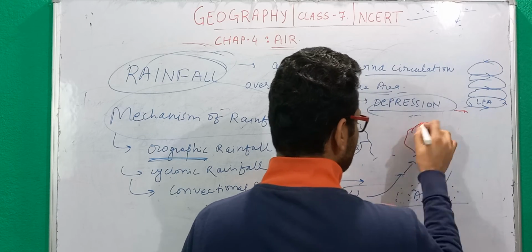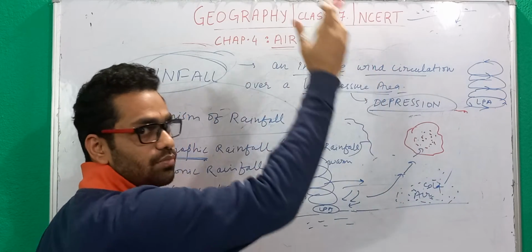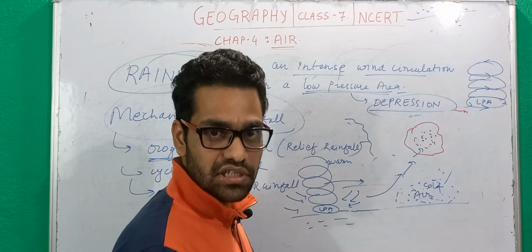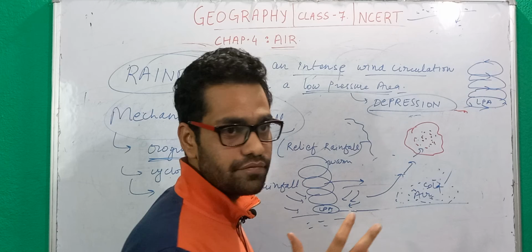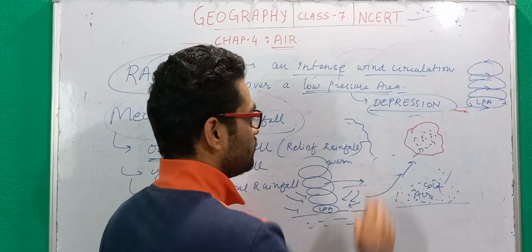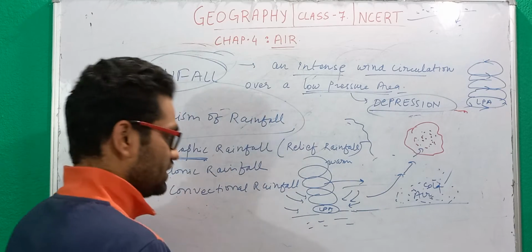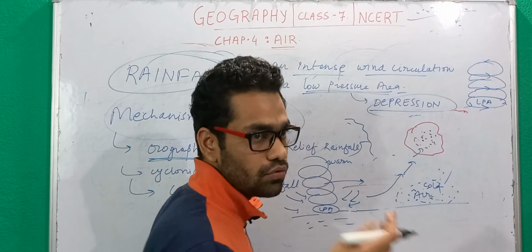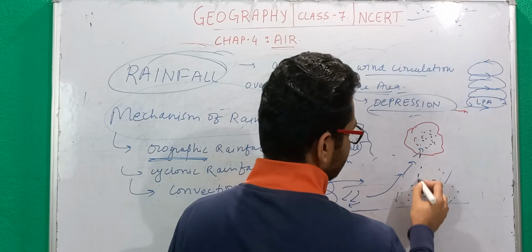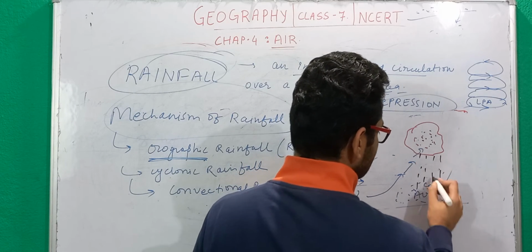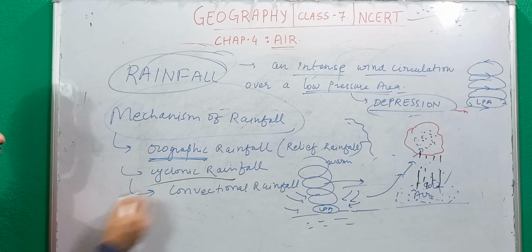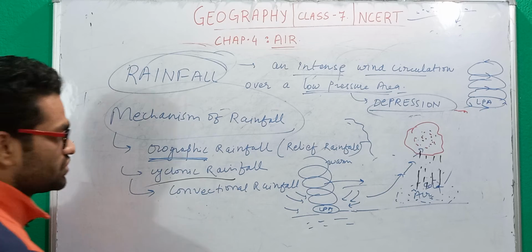And as more and more air goes upward, because of the increase in altitude, the temperature will fall, and more water vapor will be converted into water droplets, that is cloud. And a time will reach when the air will have no further capability to hold this moisture, and that is why you will find that rain has occurred here. This is the basic mechanism of cyclonic rainfall. So this is rainfall which is caused due to a cyclone.